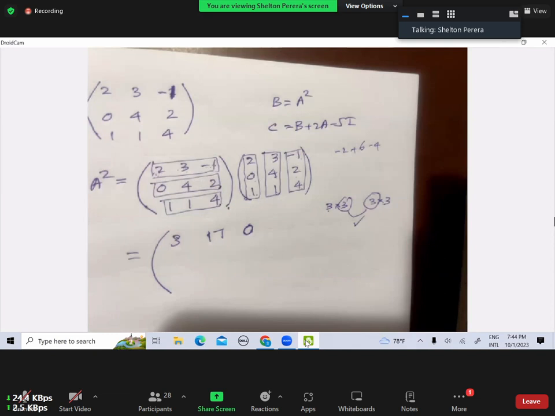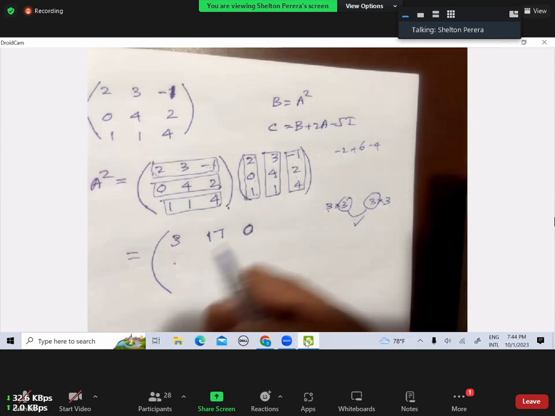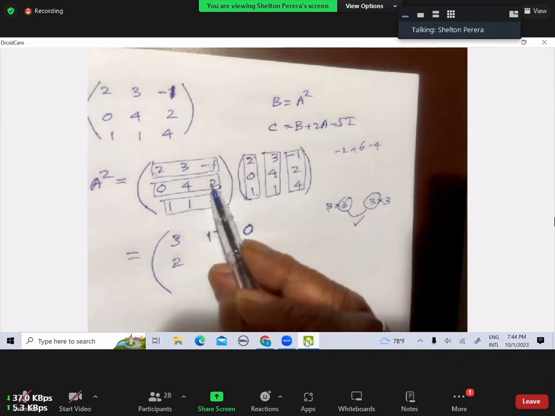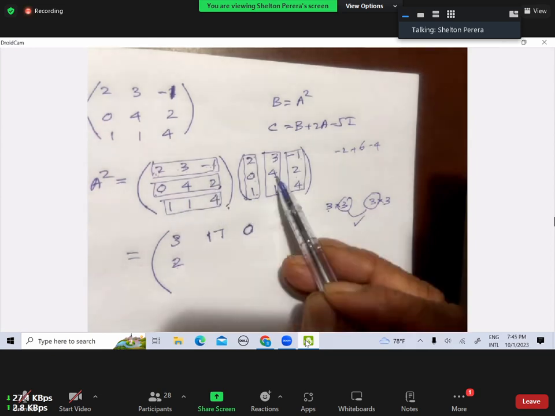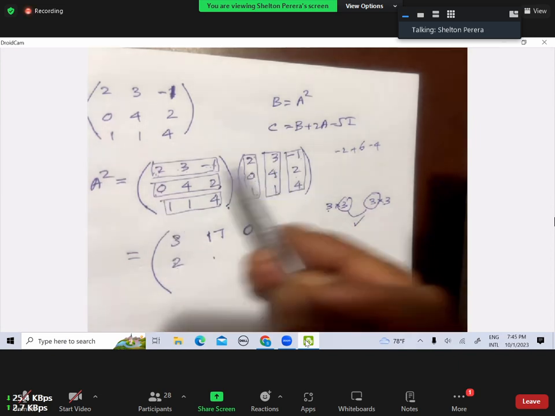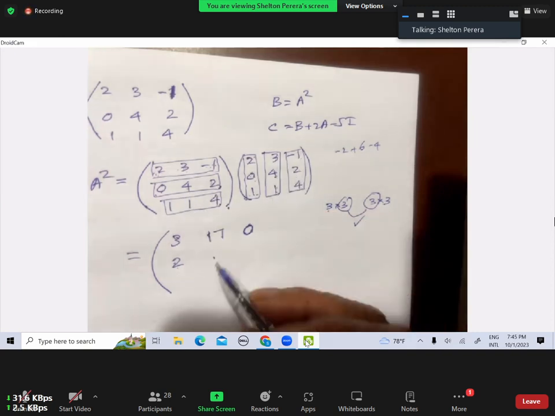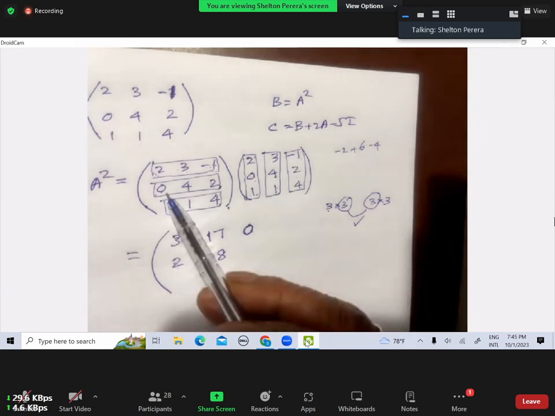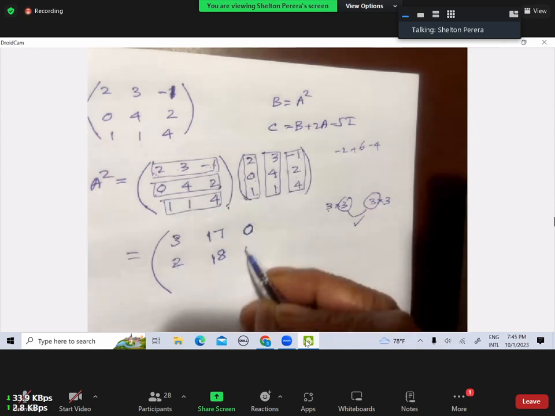Then this place: 0 times 2 is 0. 4 times 0 is 0. 2 times 1 is 2. So you have to add them: 0 plus 0 plus 2, this is just 2. How about this place, second row, second column? This is 0, 4 times 4 is 16, and 2 times 1 is 2. 16 plus 2 is 18.